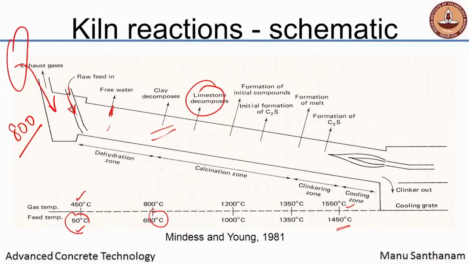So, the next step obviously is the formation of the compounds that happens around 1000 degrees temperature. And beyond 1000, probably close to about 1100 to 1200, you have a complete formation of C2S that takes place in the system. C2S is dicalcium silicate. So, dicalcium silicate is 2 parts of CaO and 1 part of SiO2. We will look at the composition more in detail in the next class.